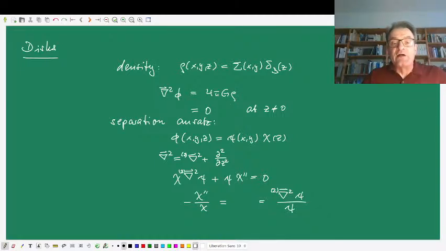Okay, now you have the usual situation that on the left-hand side and on the right-hand side you see functions that depend on different coordinates. Chi double prime over chi depends on z only, while the two-dimensional Laplacian applied to psi divided by psi depends on x and y only. And so this is only possible by setting both to the same constant, and I call this constant minus k squared. All right.